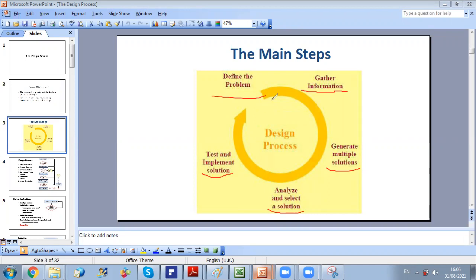Okay, so to start with, when we say we should define the problem, what do we mean by this? Who can give me an example?